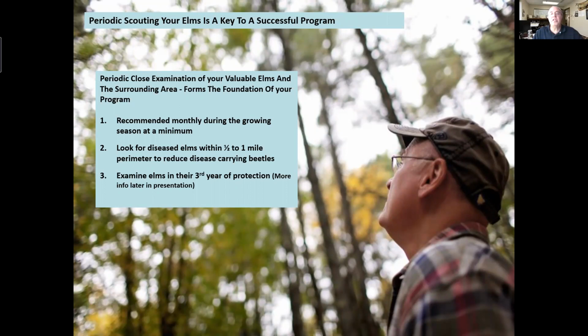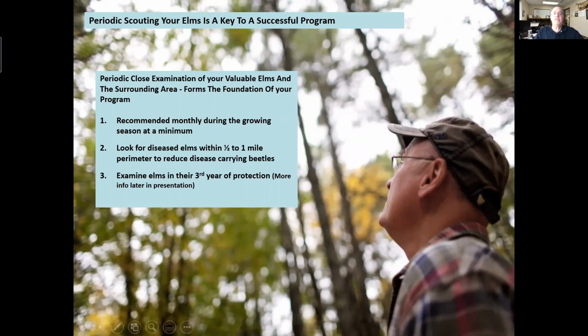The third reason that you do the scouting is for trees that you've treated, and we do it in the third year of protection. We're going to talk more about that. We're going to talk about how the protection works and why that is important, but I won't cover that at this time.